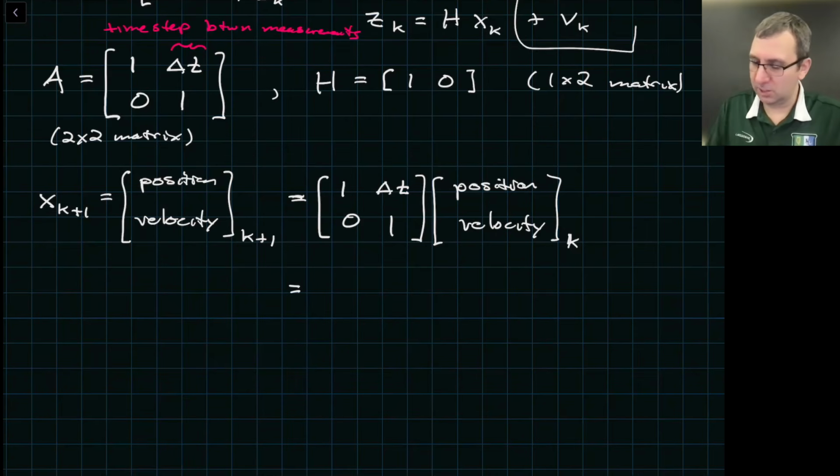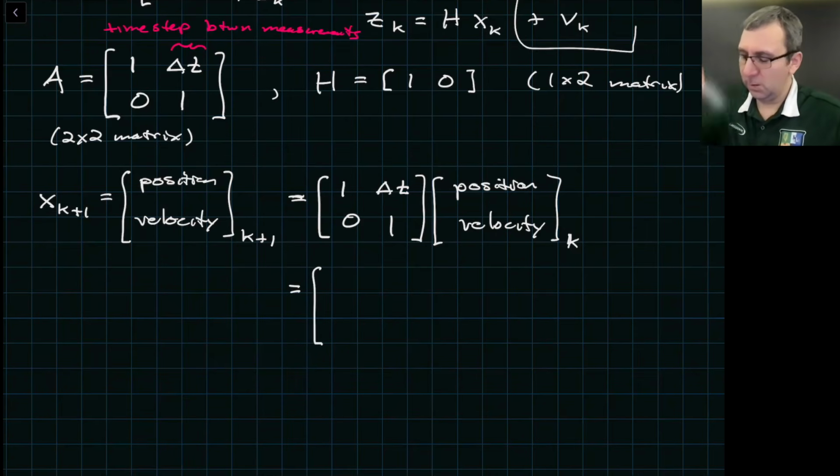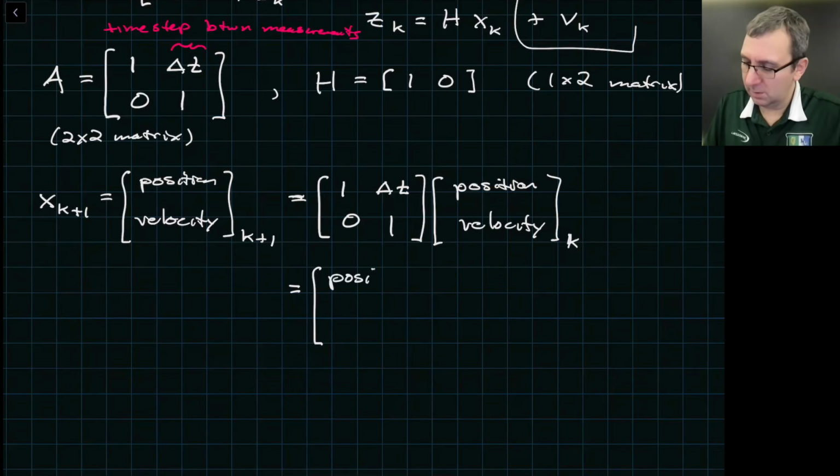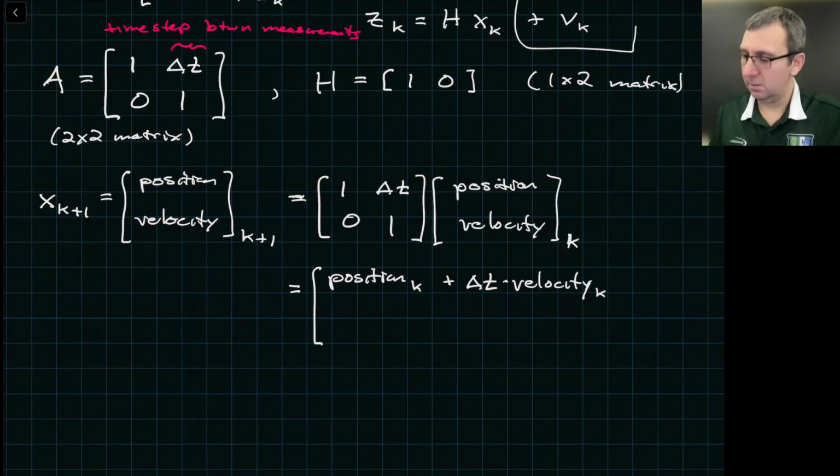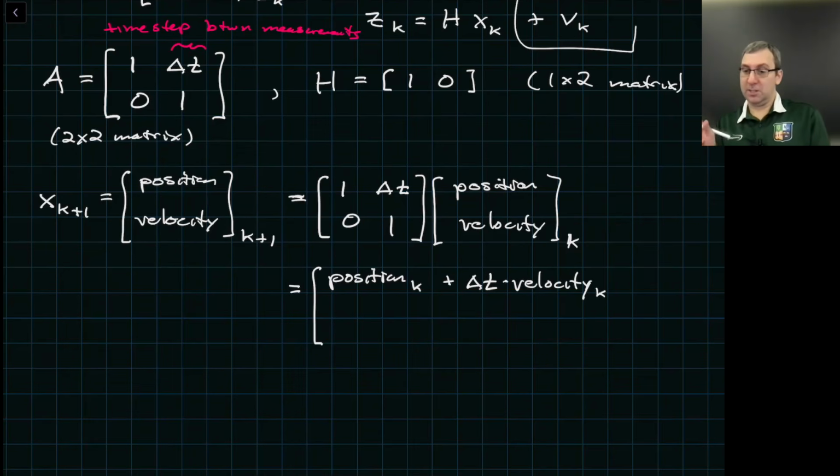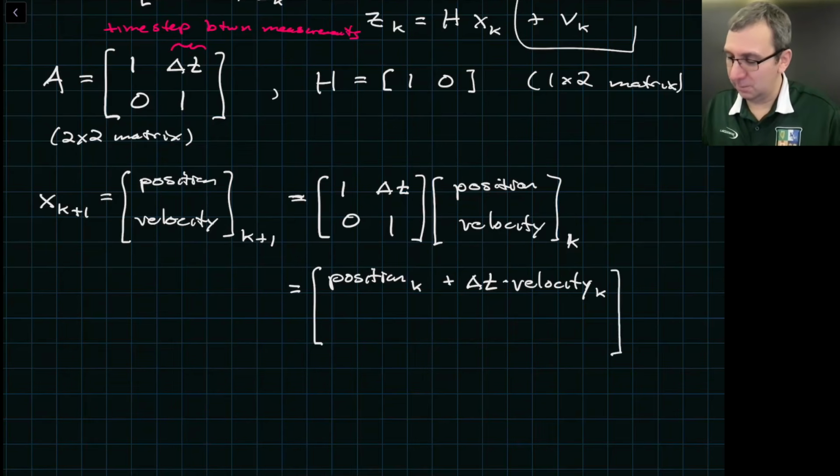I get a new 2 by 1 column vector, and for the position, it will be the position at time k plus delta t times the velocity at time k. That should be an estimate for what the position is at the next time step, right? Because the distance traveled between k and k plus 1 is the time, delta t, times the velocity.